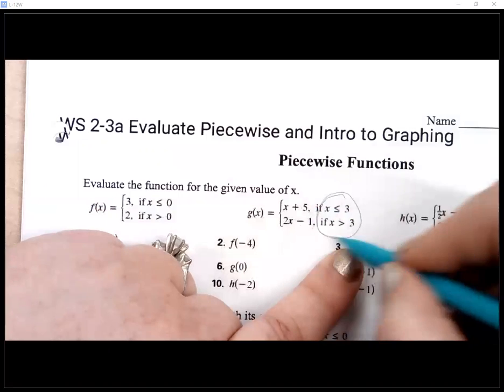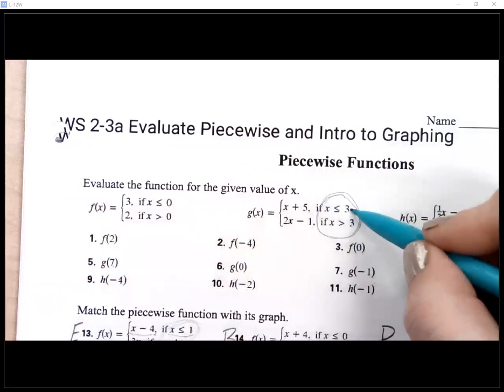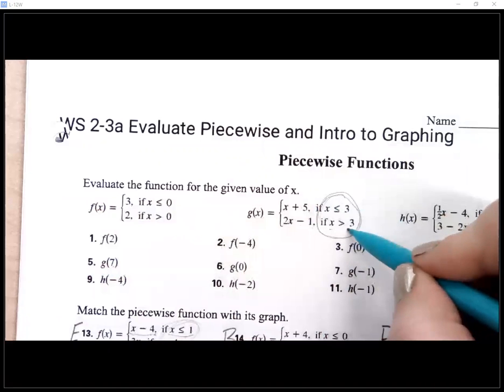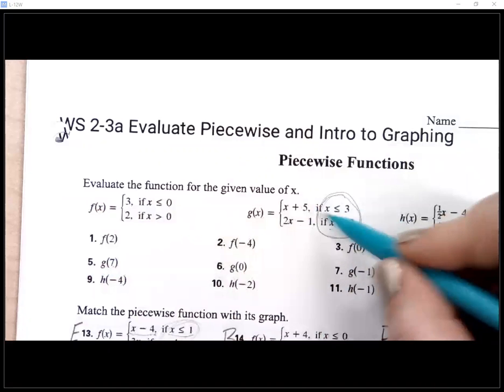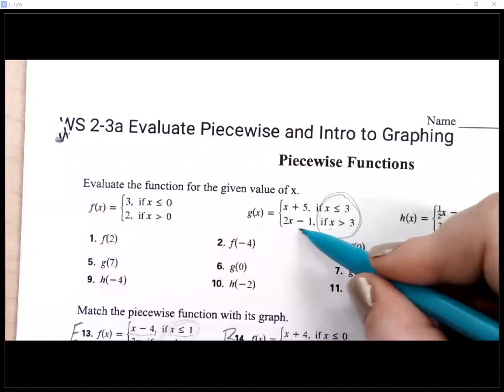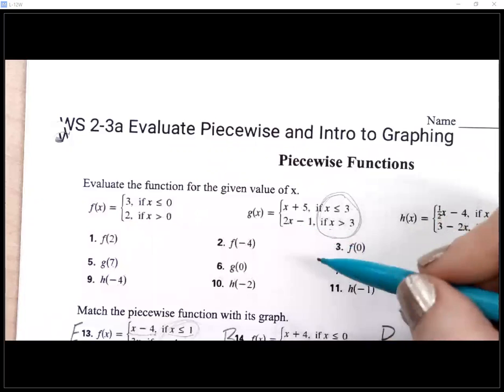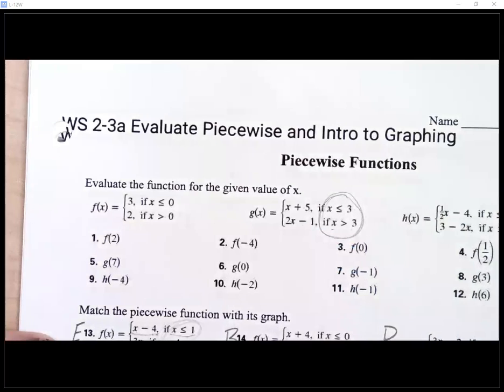So I want to plug in the number 7. Is 7 less than or equal to 3? No, so don't plug it into the top. But look here, is 7 greater than 3? Yes. So I'm going to plug 7 into this bottom piece, and I'm going to get my answer. 2 times 7 is 14 minus 1 is 13. That means the answer is 13.